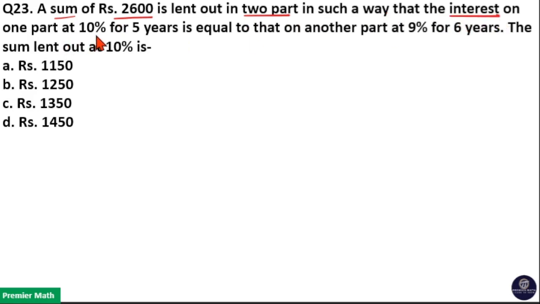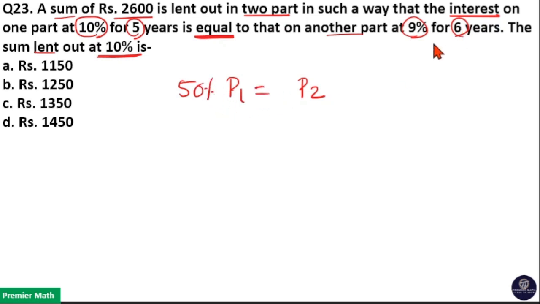A sum of rupees 2600 is lent out in two parts in such a way that interest on one part at 10% for 5 years is equal to that on another part at 9% for 6 years. The sum lent out at 10% is. Here let us consider the sum lent in two parts as P1 and P2. Now interest on 5 years is equal to interest on 6 years. So 5 years interest is 5 into 10%, that is 50%, which is equal to 6 years interest, that is 6 into 9%, equal to 54%.